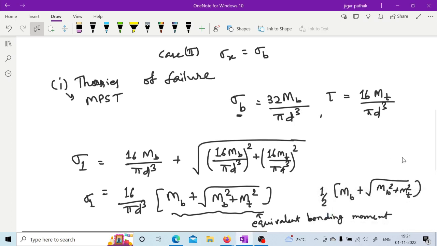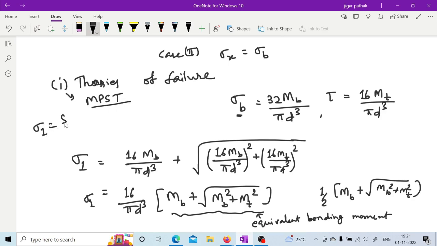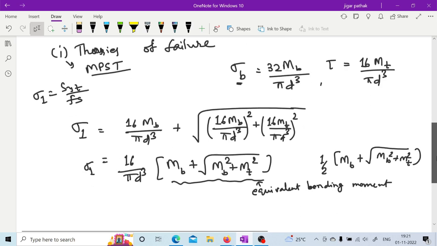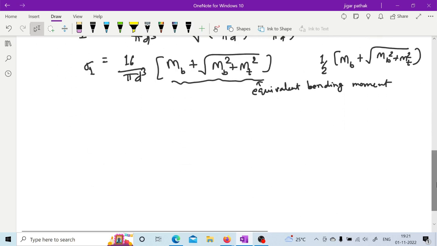So here, once you get this sigma 1, then according to the maximum principal stress theory, you can have this sigma 1 equal to Syt upon factor of safety, right? So this is how you are going to equate the stress acting on your shaft in order to calculate the diameter of the shaft, right?